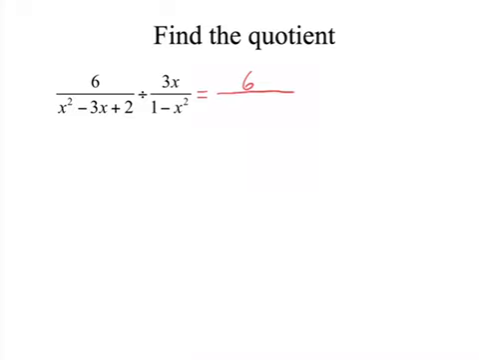The bottom here needs to be factored. So if I factor this bottom on the left, 2 on top, negative 3 on bottom, what do things multiply to get 2 and add to get negative 3? That's negative 2 and negative 1. So when we factor that, we got x minus 2, x minus 1. And I'm going to make that a multiply. It is a divide, but I'm going to multiply the reciprocal of this.